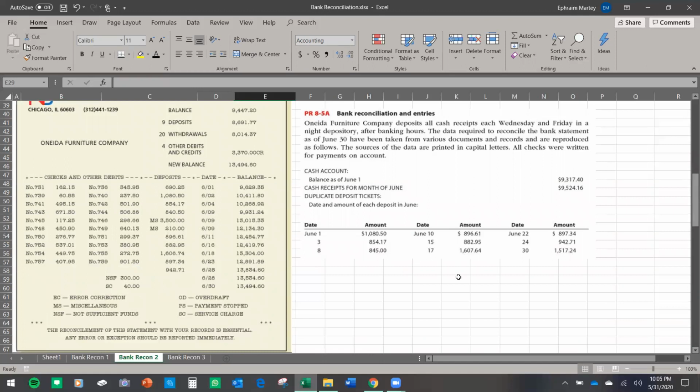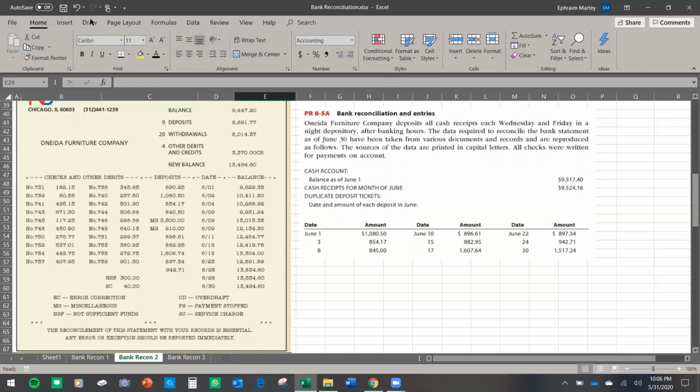So we have this taken care of, and now we have 87.34. That's right here, 87.34 right there. Good. And then the bank. So this one is done.